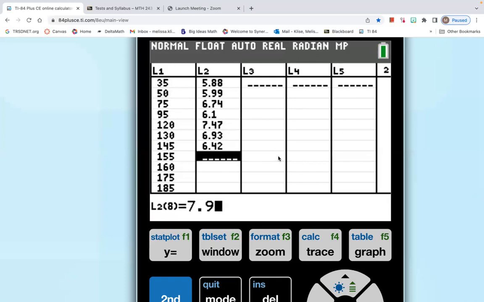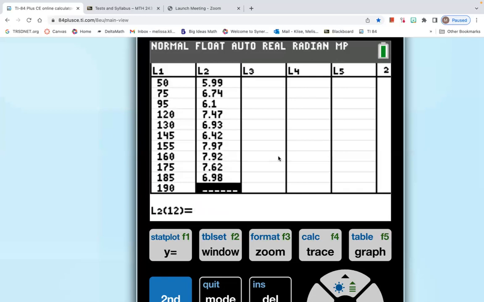0.42, 7.97, 7.62. Well, I missed something. This is 7.92. As I said, the most common error is typing it into your calculator wrong. 6.98. And then 7.9. The worst thing is when I get to the bottom of my second list and my lists are not the same length and I have to go find where I messed up. Give y'all a second to finish entering those in and then I will show you what to do.